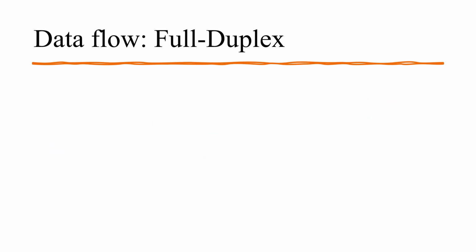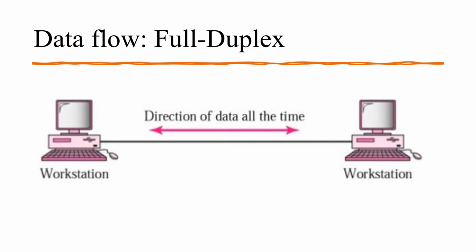The third form of data flow is the full duplex mode. In full duplex mode, also known as duplex mode, both stations can transmit and receive data simultaneously. In full duplex mode, as you can see on the screen, the signals going in one direction share the capacity of the link with signals going in the other direction.